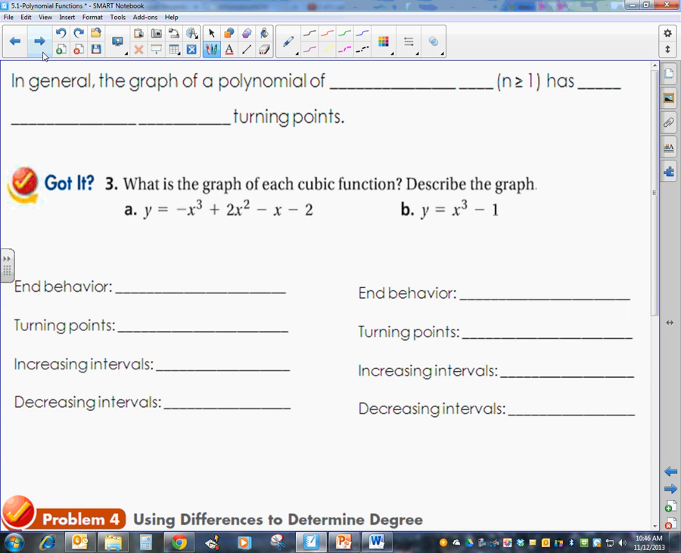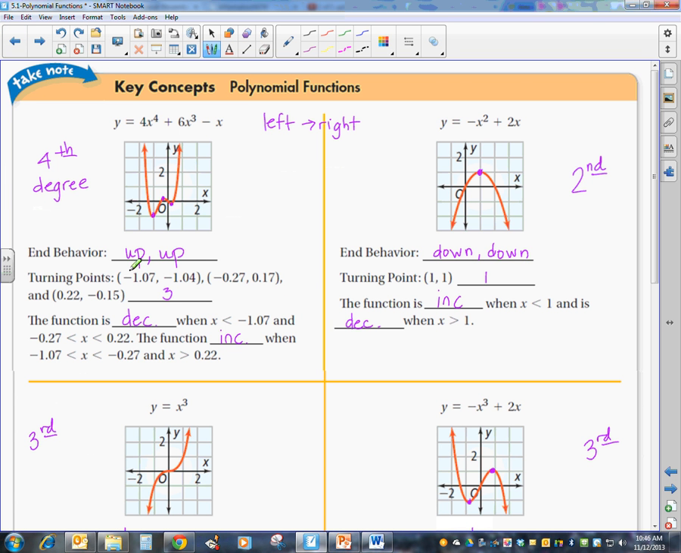The next thing we need to talk about, in general, the graph of a polynomial of degree n, where n is greater than 1, has at most n minus 1 turning points. So look back at what we did when we talked about these graphs. I said whatever the degree is, then the number of turning points at most is 1 less than that.